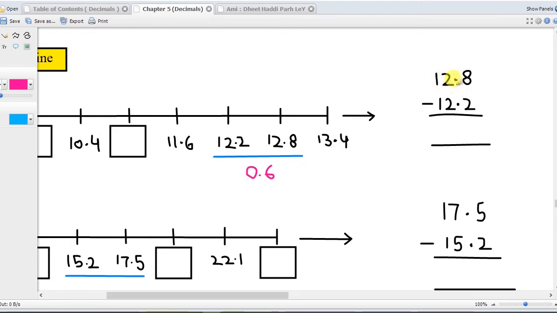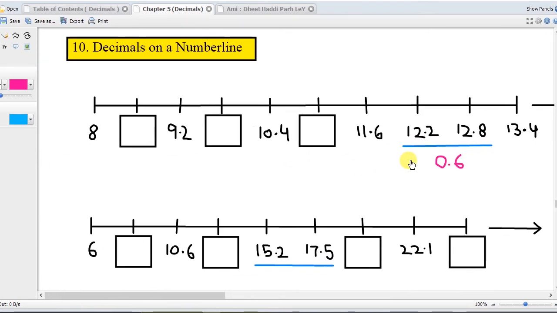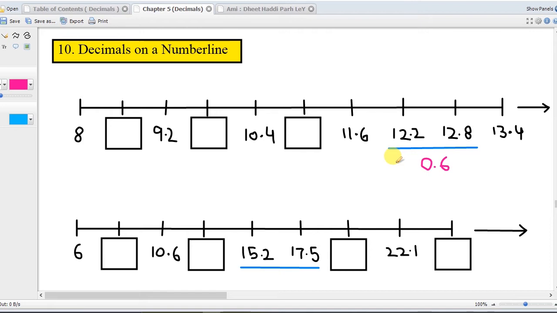Or you can simply take away these numbers, 12.8 minus 12.2: 8 take away 2 is 6, then put a decimal point, and 12 take away 12 is 0, so there is a jump of 0.6. So what next number are we getting after 8? It becomes 8.6. Then if you add 0.6 to 8.6, you'll get 9.2. Then after that 9.3, 9.4, 9.5, 9.6, 9.7, 9.8.